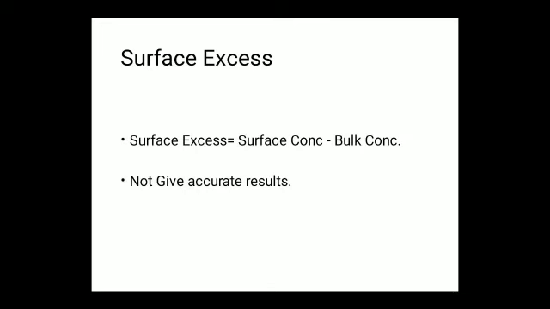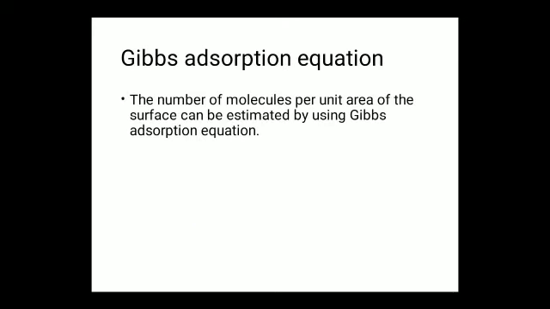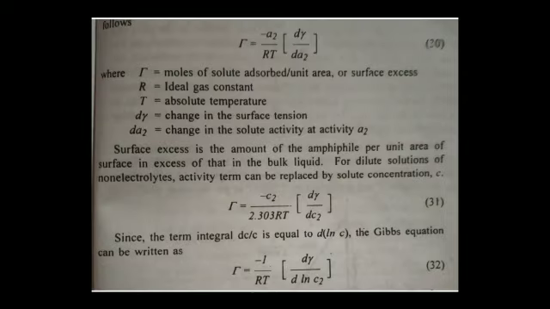This direct measurement of surface excess does not provide an accurate result. It produces a number of problems. So there is an alternative in estimation of values using the Gibbs equation. The Gibbs adsorption equation is used to measure the surface parameters. The number of molecules per unit area of surface can be estimated by using the Gibbs adsorption equation.